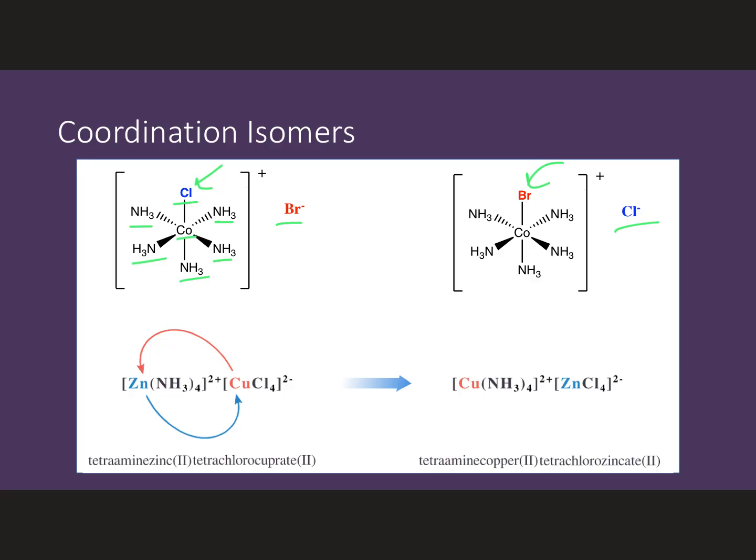Another type of coordination isomer, here we have this kind of big inorganic complex where our positive ion is this complex of zinc with ammonia, and our anion is over here with copper and chloride. We could just swap which ligands go to which metal. So I could go to the copper with the ammonia ligands, and I could put the zinc with the chloride ligands. We haven't changed the formula, we haven't changed the charges of anything, but we definitely have fundamentally changed the chemistry here. So these are our coordination isomers.